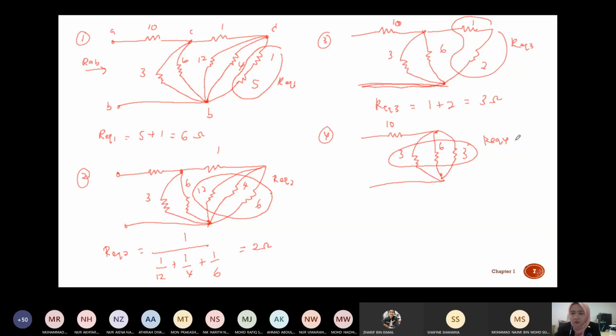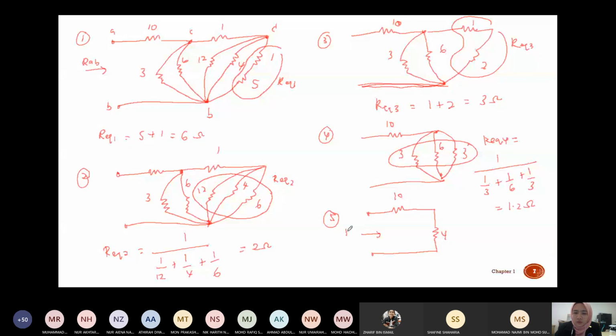So R equivalent 4 is equal to 1 over 3 plus 1 over 6 plus 1 over 3. So this one is equal to 1.2 ohm. And the last one, you have 10 ohm. This one you already found the R equivalent. So this is 10, and this is R equivalent 4.